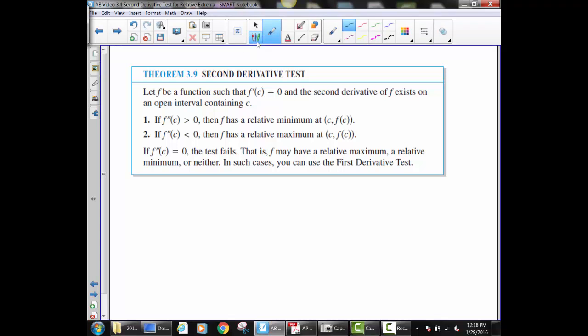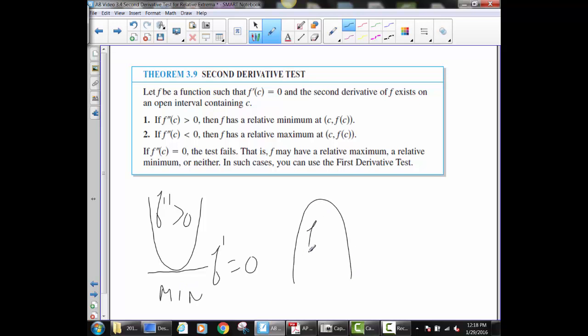If your second derivative is positive and your first derivative is 0, as you can see, we have a min. Whereas if the second derivative is negative, concave down, and the first derivative is 0 at that location, then you have a max.